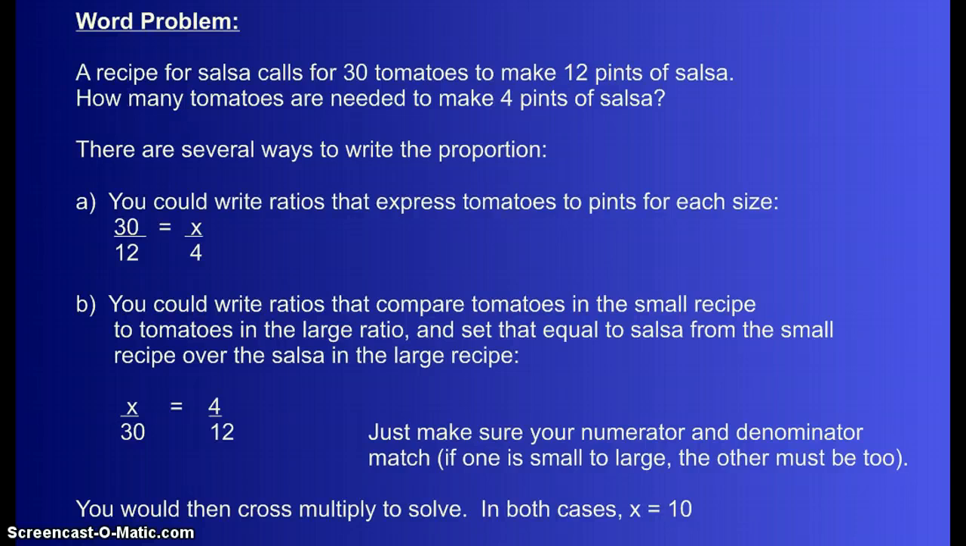You could write the ratios that compare the tomatoes in the small recipe to the tomatoes in the large recipe and set that equal to the salsa from the small recipe to the salsa in the large recipe. So it could be x, the ones you don't know, the tomatoes in the small recipe, to 30 tomatoes in the large recipe, and that would equal 4 pints of salsa in the small recipe to 12 pints in the large recipe. You just have to make sure your numerator and denominator match, and your numerators across the equal sign match. So if you're doing tomatoes to salsa pints, you better have tomatoes in the numerator of both those fractions and pints in the denominator of both those fractions. And then you would cross multiply to solve them. In both cases, you're going to get x equals 10. It doesn't matter how you set it up, so do it in a way that's most logical to you.